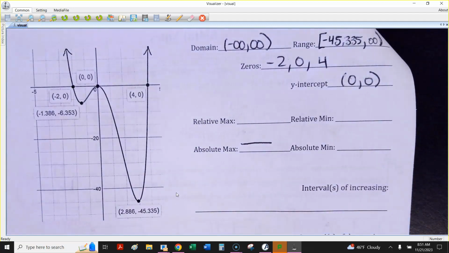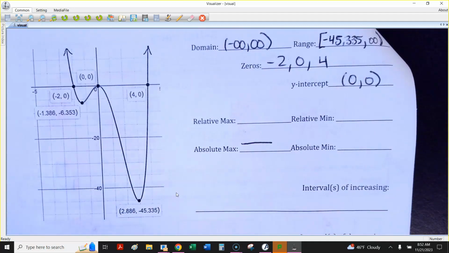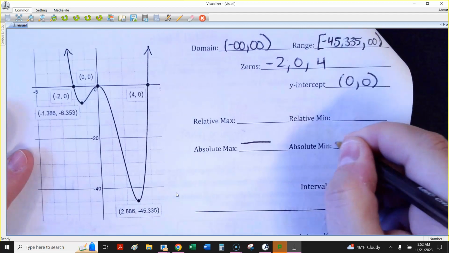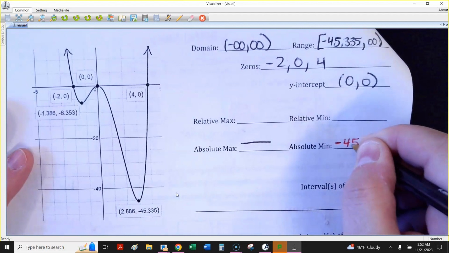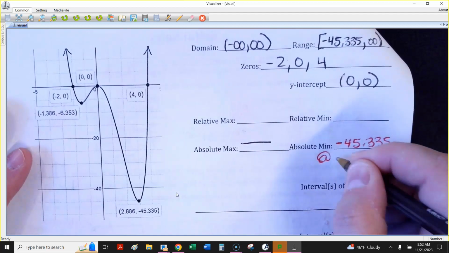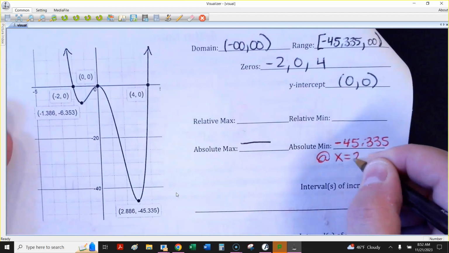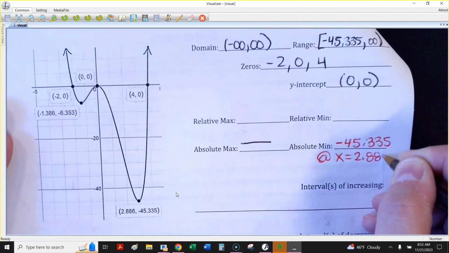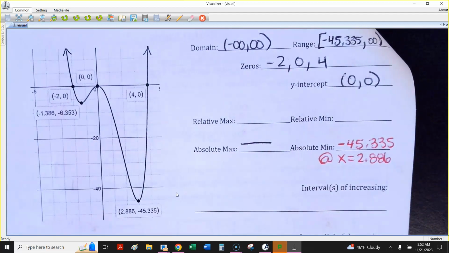Now, my absolute minimum does exist on this graph. The very bottom of this graph, if you have an absolute max or min with an even degree polynomial, it should just match up with the range. So my absolute minimum here, remember I just want the y value, the lowest point on the graph, it's negative 45.335, and I'm going to say that occurs at x equals 2.886. That's the absolute bottom of that graph.